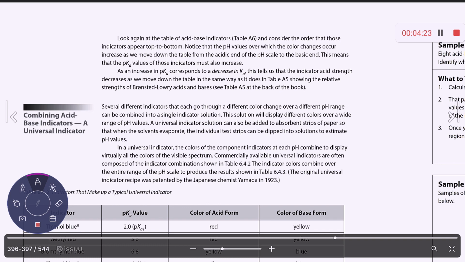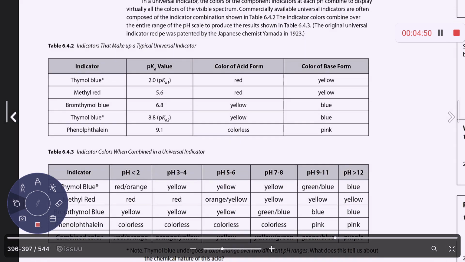The table at the back of your book shows that an increase in pKa corresponds to a decrease in Ka. So that means the indicator acid strength decreases as you move down the table. Okay, similar to the strength of those Bronsted-Lowry acids and bases that we had looked at previously. The indicators that make up universal indicator are provided for you right here. And they give you what the colors are, what the pKa values are. That's just kind of given as a reference.